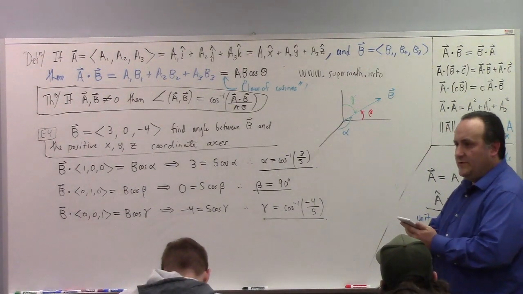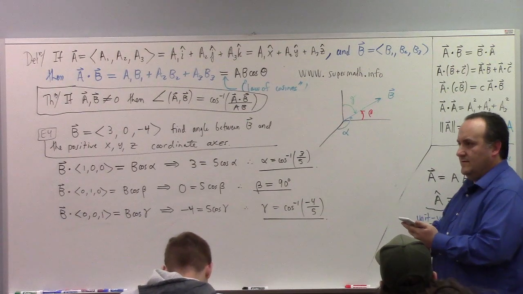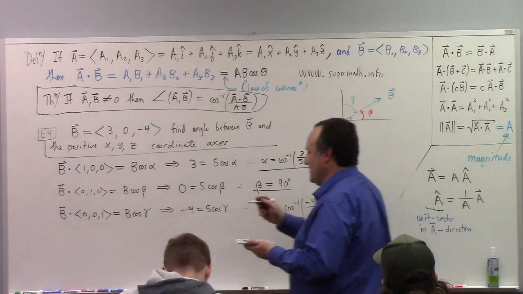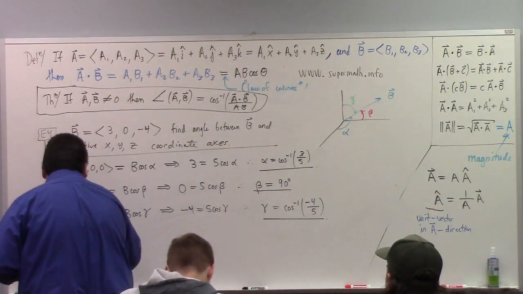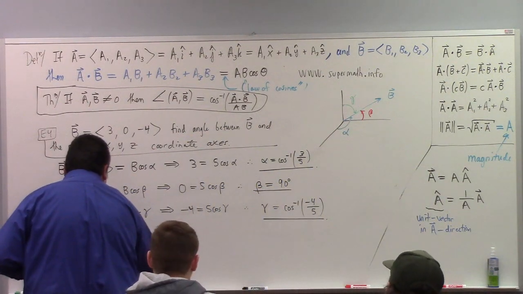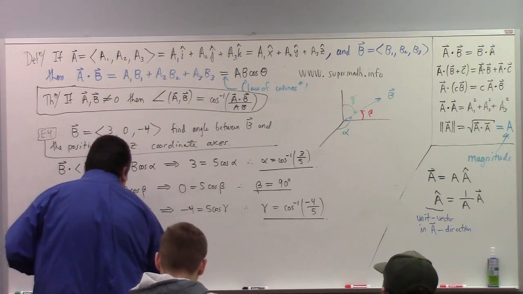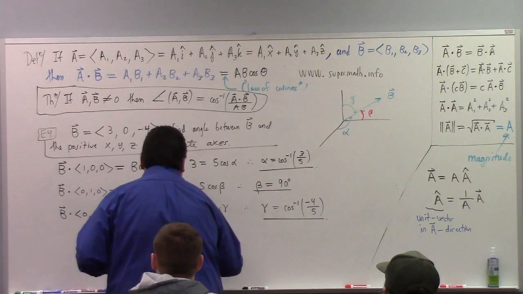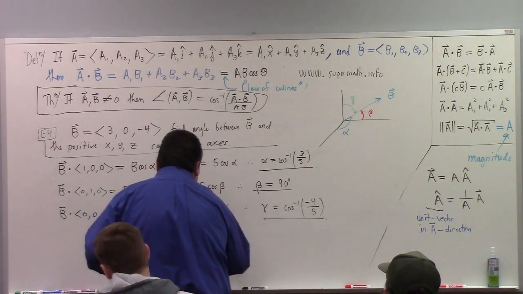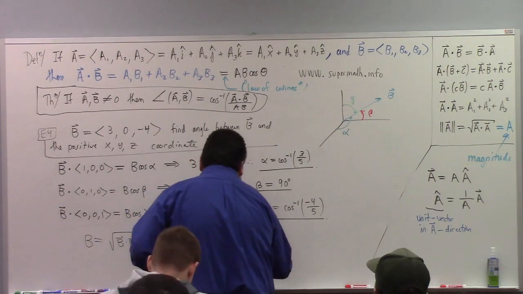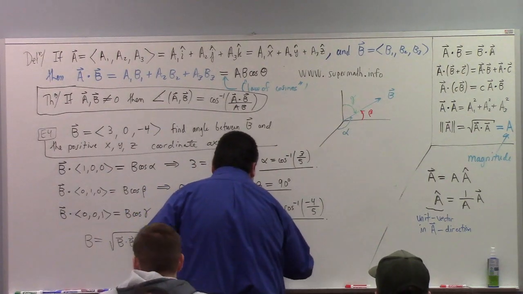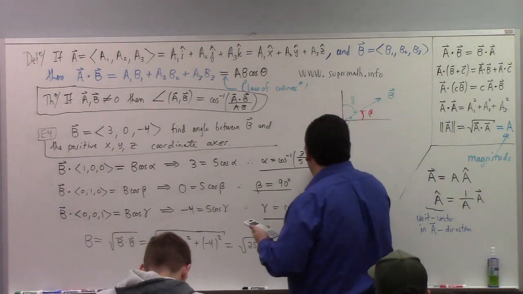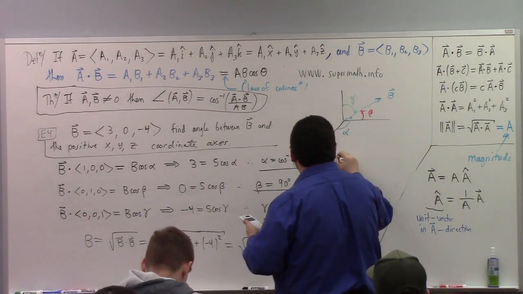Yeah, where's the 5 coming from? Well, you guys told me 5. If that's wrong, that's on you guys. Let us calculate that. So b is the square root of b dot b, which is what? The square root of 3 squared plus 0 squared plus minus 4 squared. Eventually, you stop caring about those minuses, right? So that's the square root of 25, also known as 5. Oh, good. You guys are right. That's a relief.